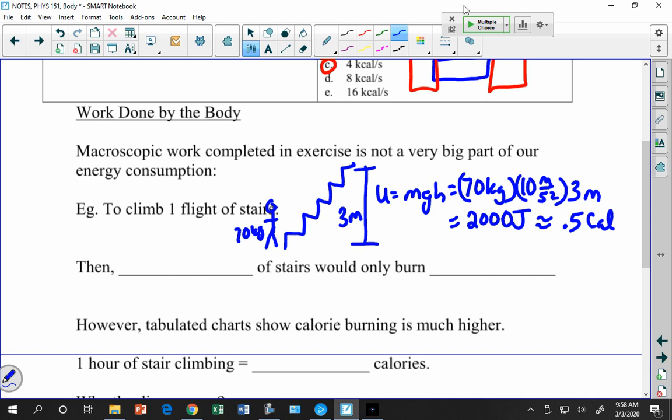So if we imagine that you go to the gym and you're on that stair climber, and say you do 200 flights of stairs, which is a lot of stairs. Y'all ever been on a stair climber? If you climb 200 flights of stairs, then that's only burning about 100 calories.